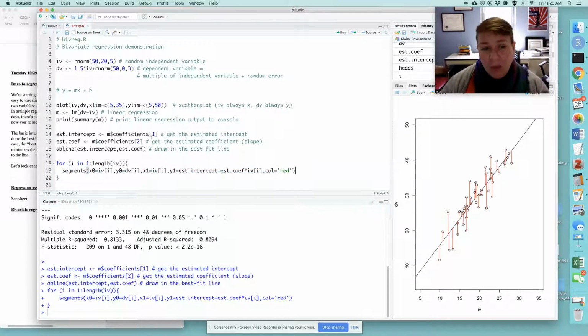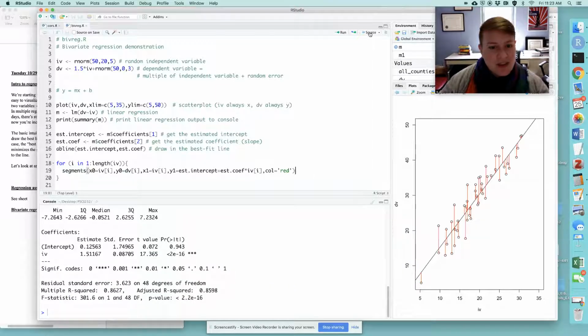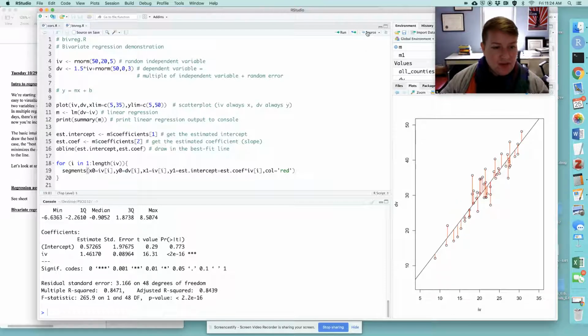I'm going to run the whole script a few times so that you can see what happens with different random variables. There you go, there's a different one. They should all be approximately what we created. The dependent variable is something like 1.5 times the independent variable plus some random error. But it doesn't look the same every time, and in fact, you don't see the same estimated slope or the same estimated intercept every single time. But it should be close.